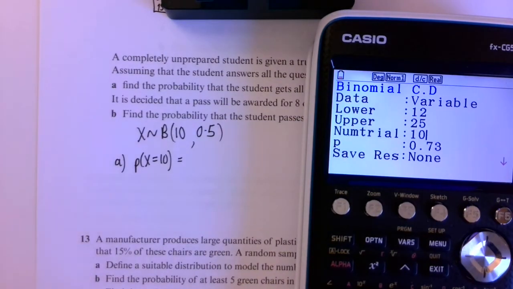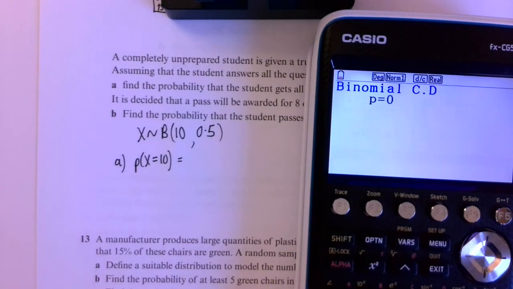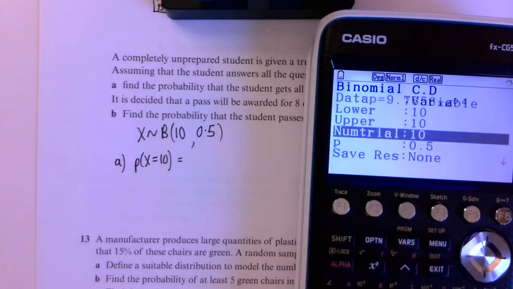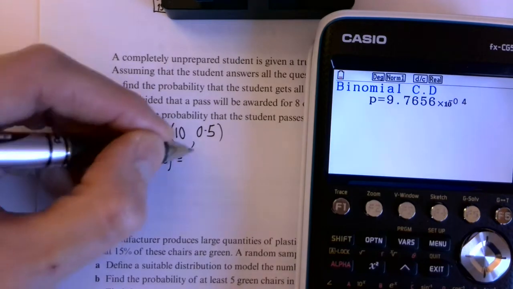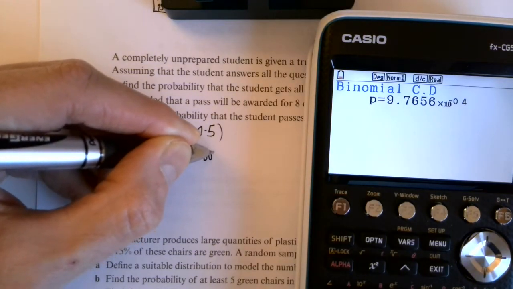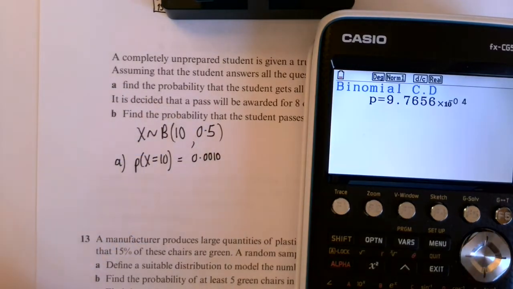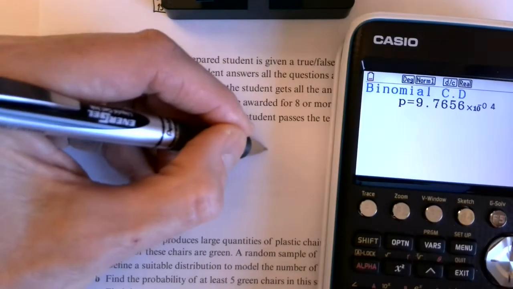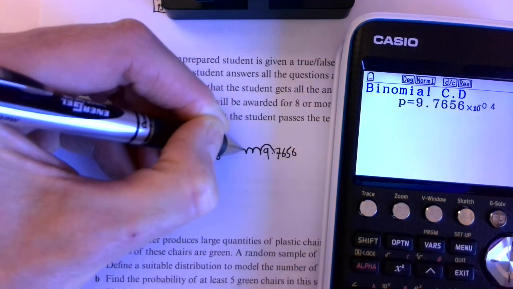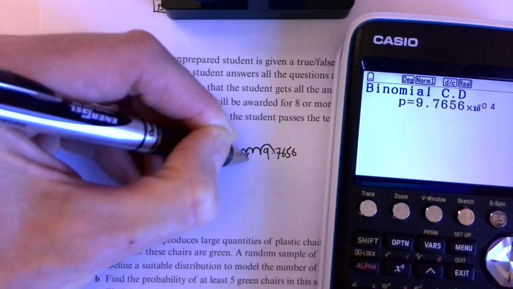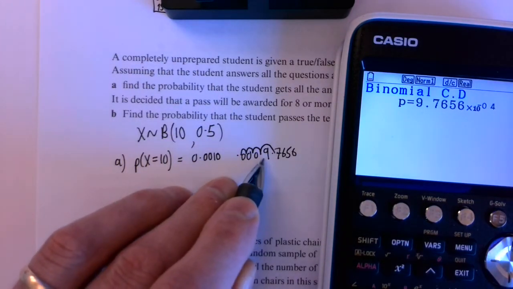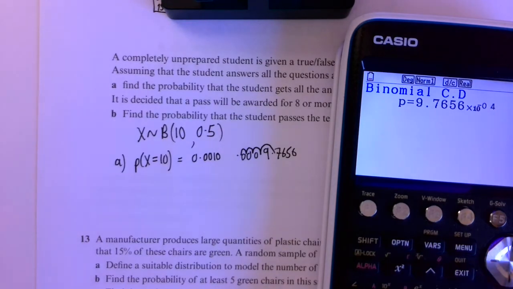So we've got 10 trials, probability is 0.5. So lower and upper 10. So that is 0.00097. So I reckon that's that. I'm just going to check that. So that's 9, 1, 2, 3, 4. 0.0009, but the next digit's a 7, so I need to round it up. So yeah, that's that. Very unlikely.